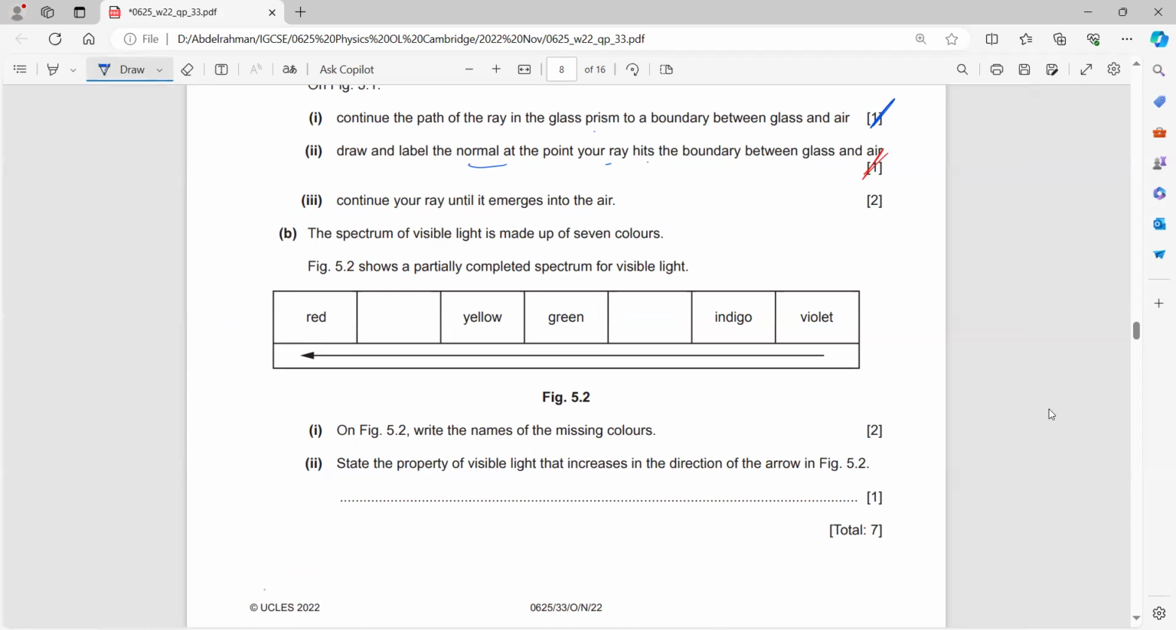On figure 5.2, write the names of the missing colors. What are the missing colors? Orange and blue. State the property of visible light that increases with this arrow. Wavelength. Red has the longest wavelength and violet has the shortest wavelength, but the frequency is the opposite. Red has the lowest frequency, violet has the highest frequency.